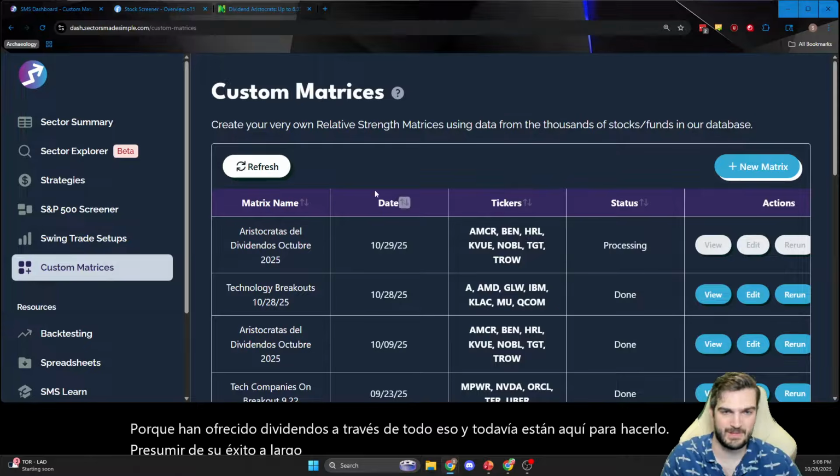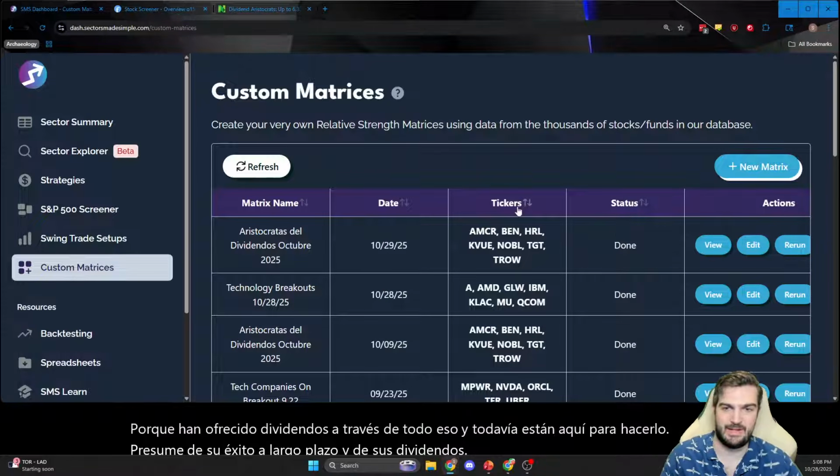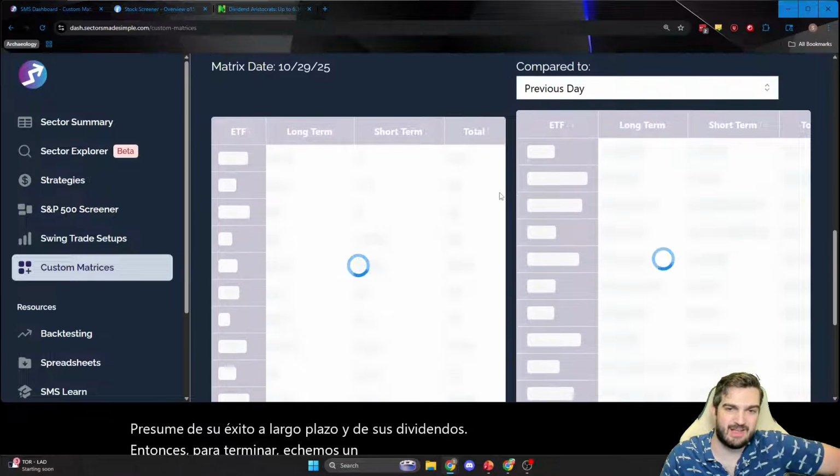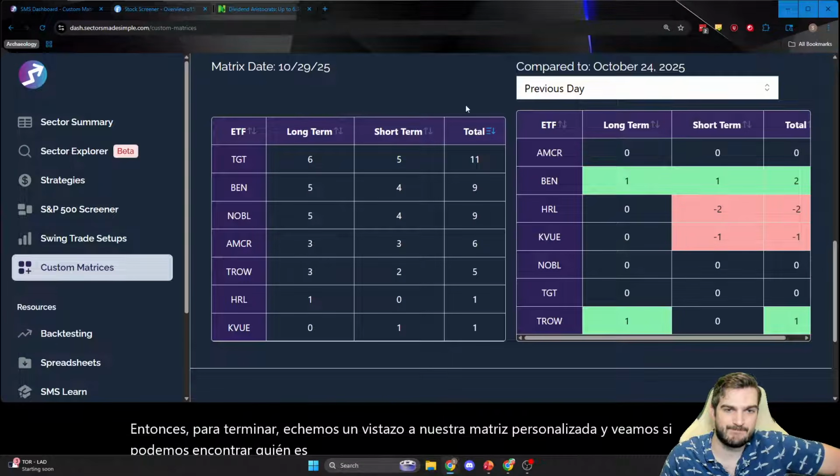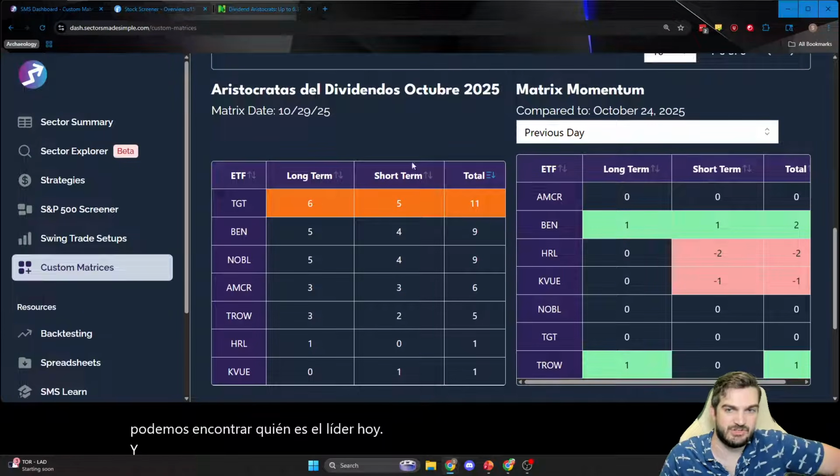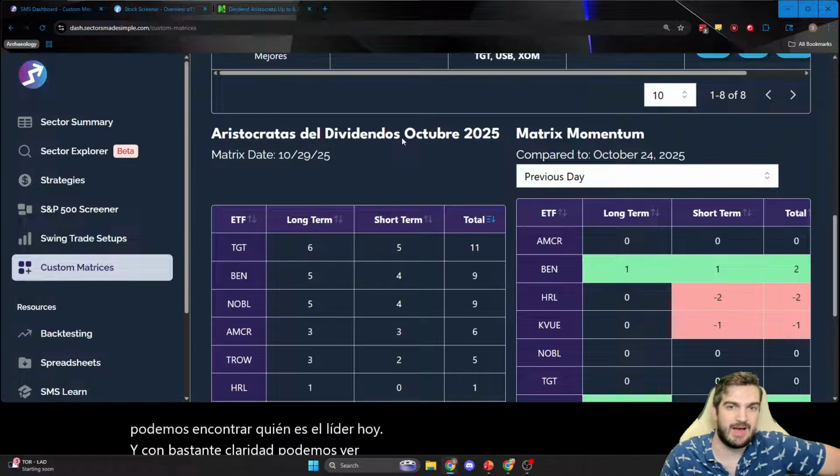So to wrap things up, let's take a look at our custom matrix and see if we can find who the leader is today. And pretty clearly, we can see Target, PGT, is the leader out of these dividend aristocrats.